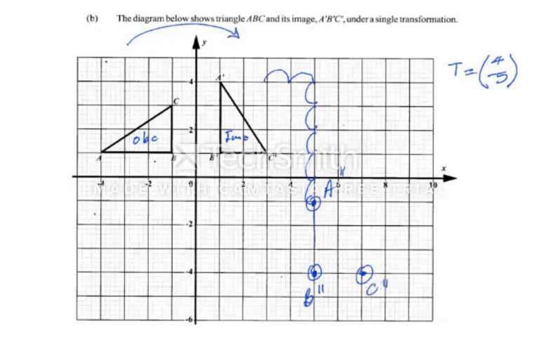And all that remains after you have identified the 3 points is to connect them using your straight edge. You must use a ruler to do this. I'm not using a ruler, but you should. So this triangle would be A double prime, B double prime, C double prime.